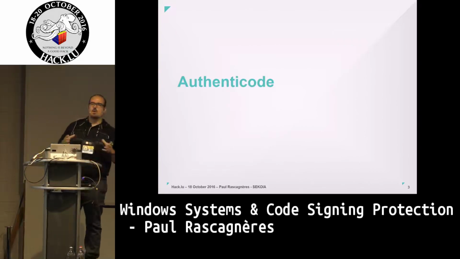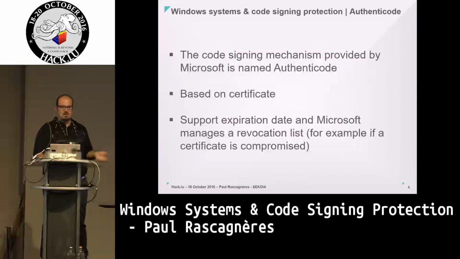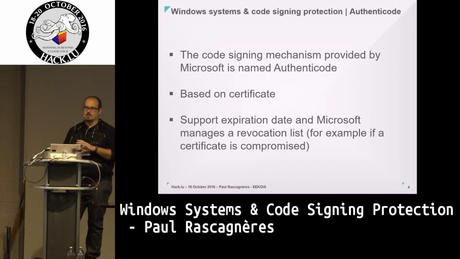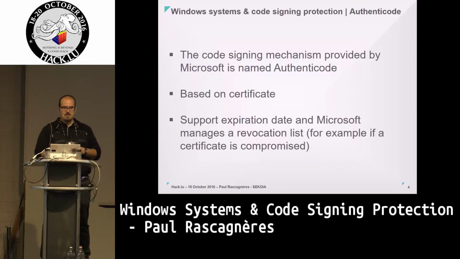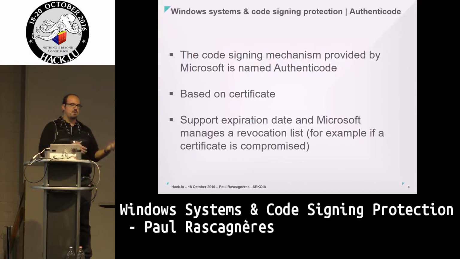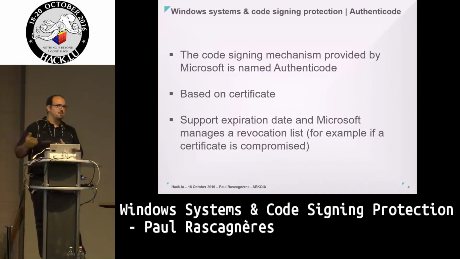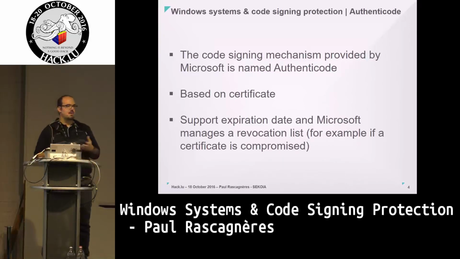This talk will be mainly focused on Authenticode. I will shortly explain what it is. I think everybody here knows that, so I'm not going to take a lot of time on it. It's the code signing mechanism developed by Microsoft on Windows systems. It's based on certificates, and as with every certificate, you have an expiration date and a system of revocation lists. So if a certificate provider is compromised, you can revoke all certificates signed by this one.